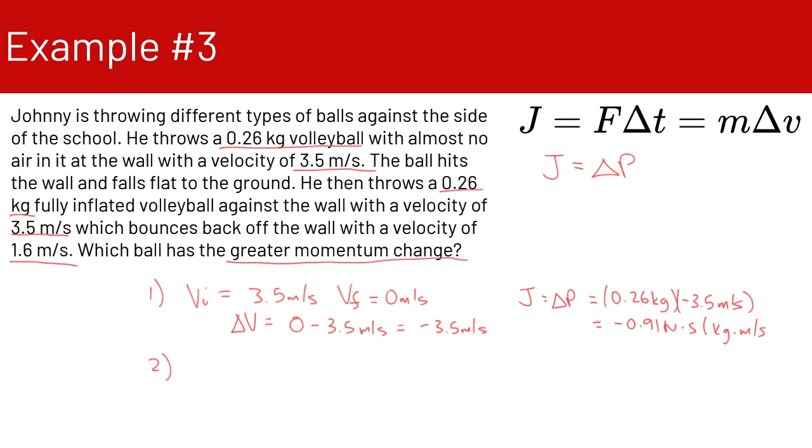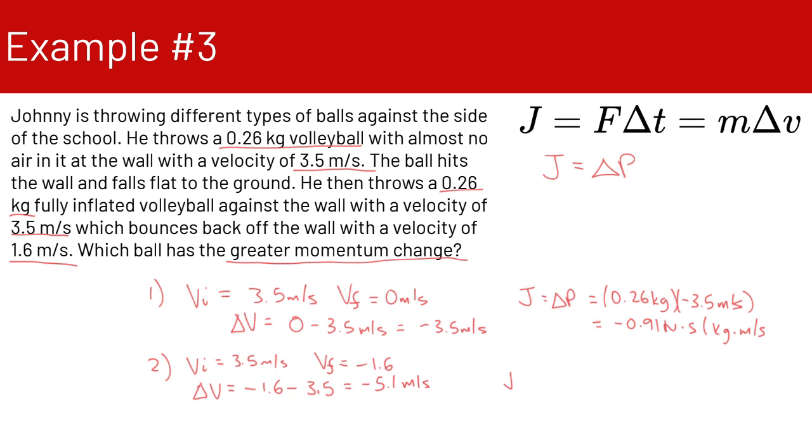Okay, for number 2, we have an initial velocity of the same 3.5 meters per second. We have a final velocity now, instead of 0 meters per second, now we have a final velocity of negative 1.6. It's a negative because it goes in the opposite direction. So here we have a delta V of negative 1.6 minus 3.5. So our delta V here is minus 5.1 meters per second.